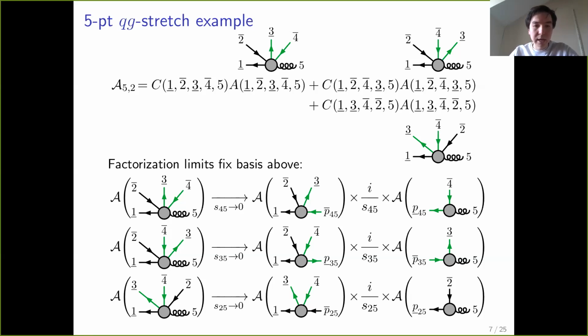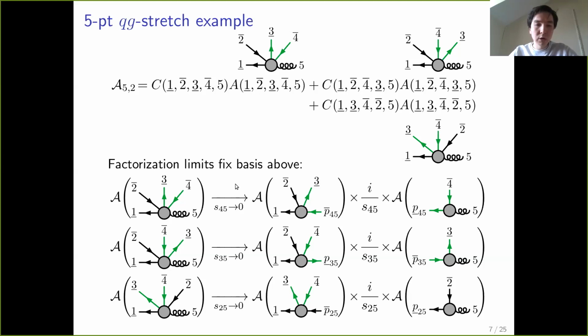So factorization limits allow us to fix the basis for this unorthodox stretch, but then the same factorization limits can actually give us the color decomposition. And to do that, let's again consider these factorization limits. On the left-hand side, I actually drew the same color-dressed amplitudes in different ways, but of course, by construction, to each of these factorization channels, only one ordered amplitude will contribute.